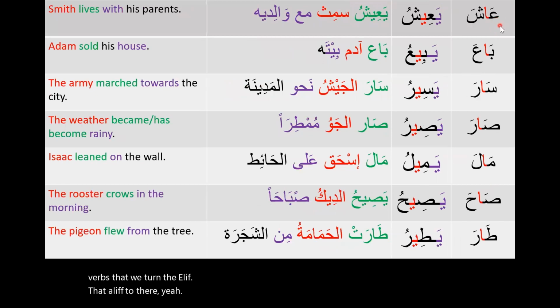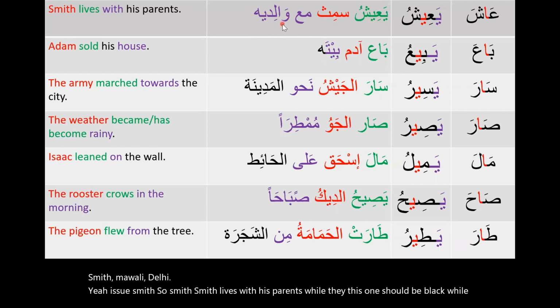So here it is. Asha is to live. So يعيش Smith مع والديه. So Smith lives with his parents. والديه. This one should be black. والديه, parents.